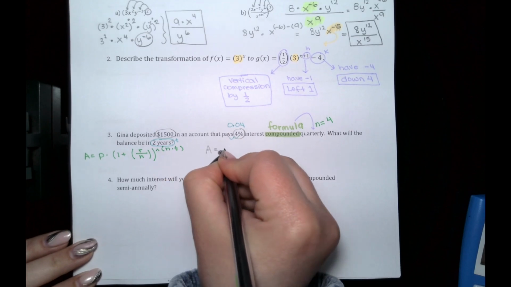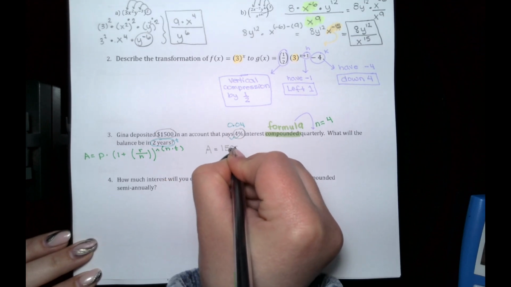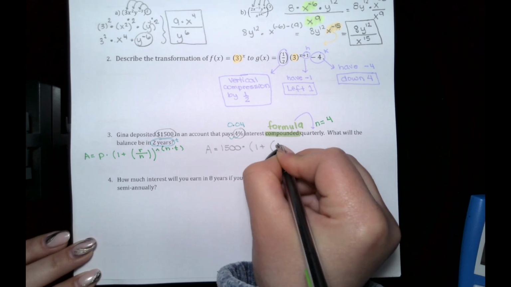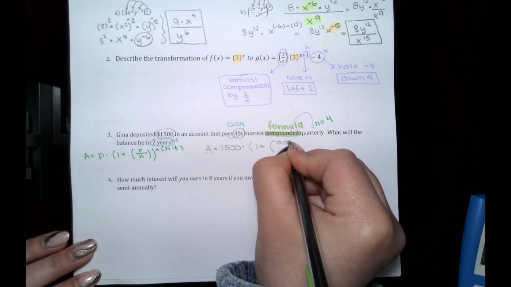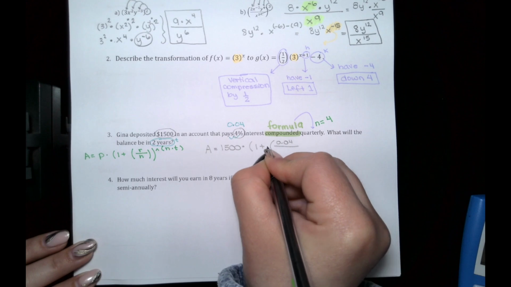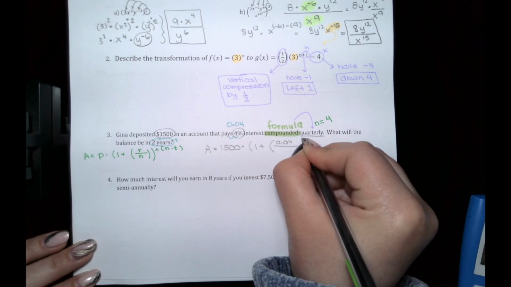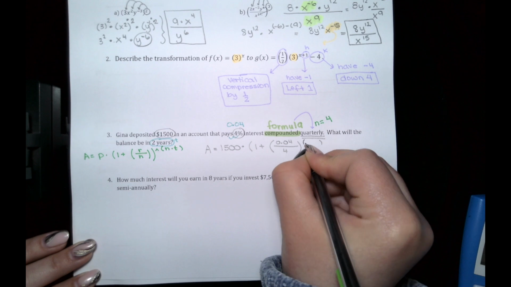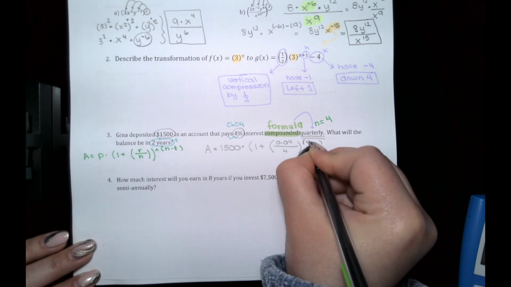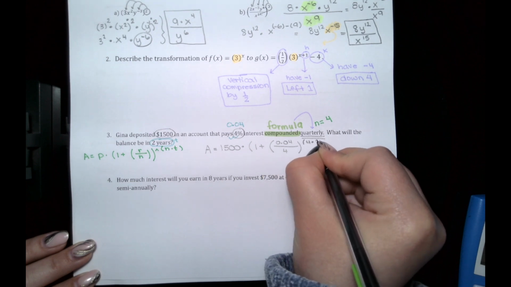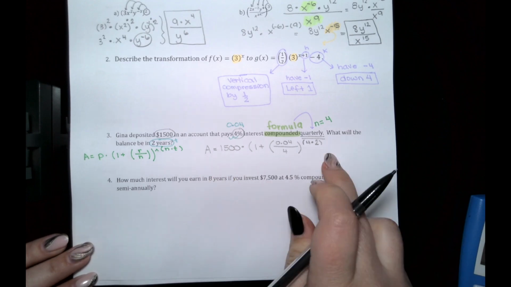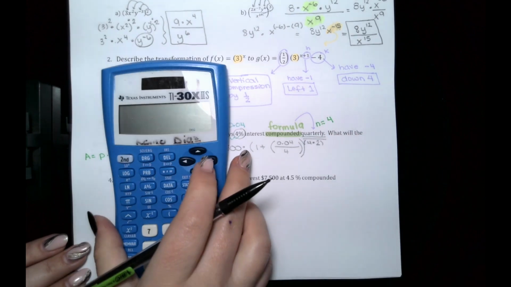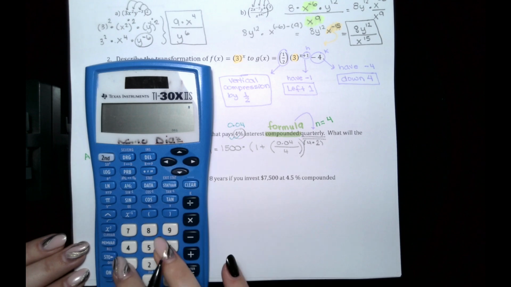So A is equal to our starting amount, 1,500, times 1 plus, open your parentheses, our rate is 0.04, divided by n. Again, quarterly is our n, so this is 4. And we're going to raise that to the power of our n times our t, which is 2 years. Now, this is all going to be typed into the calculator exactly how you see it. Practice with me, please.